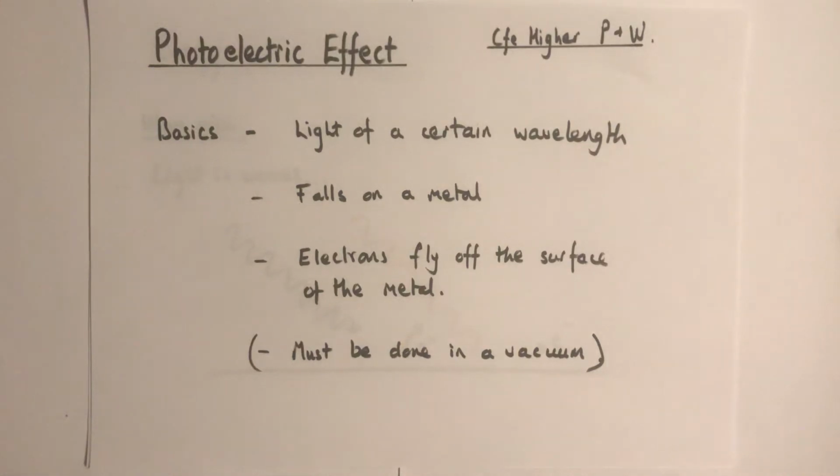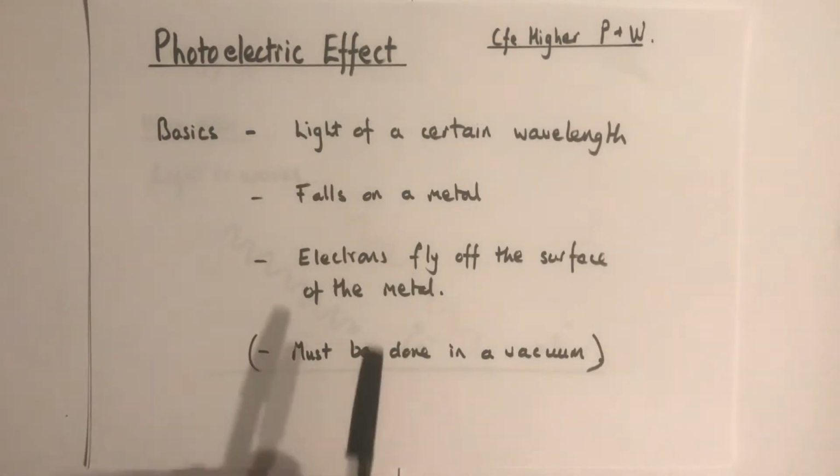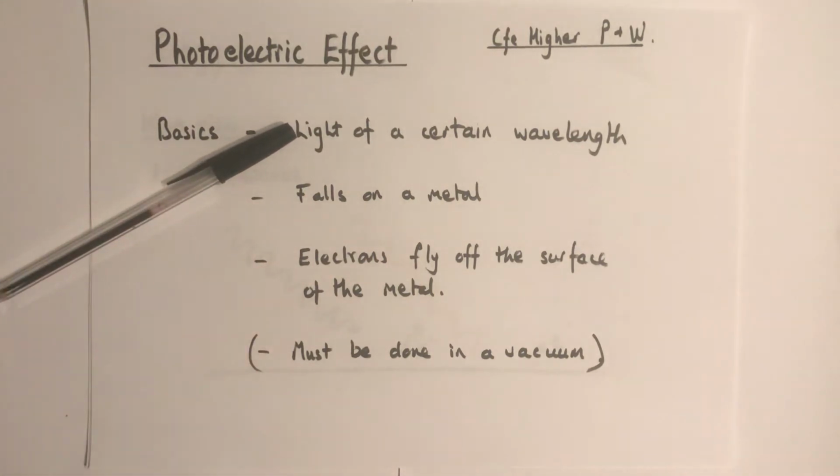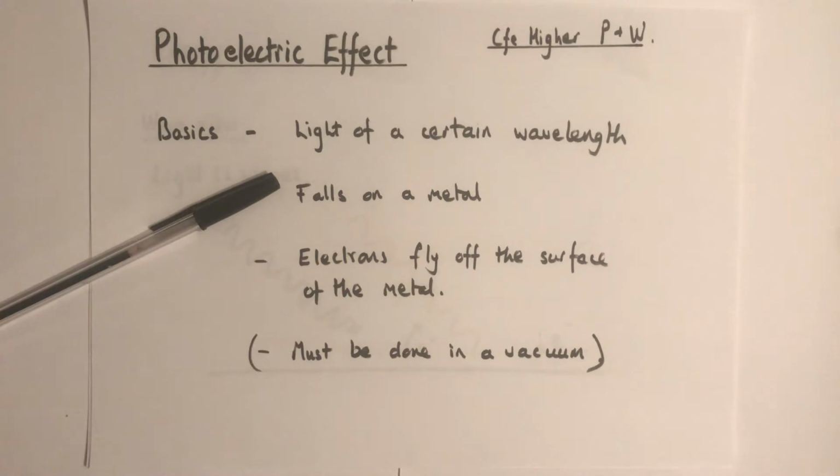Okay, we're on photoelectric effect, and the key points I want to just work through in turn. So the first point is we're talking about light of a specific wavelength, which might be given as a frequency, we might have to work out its wavelength. It falls onto a metal, so it's only working with metals.